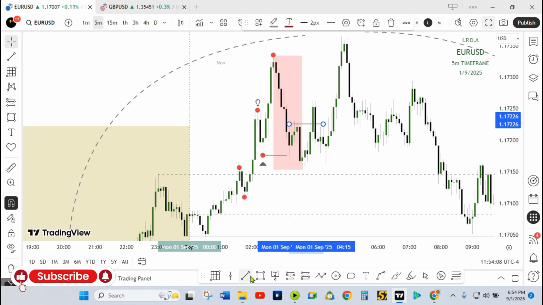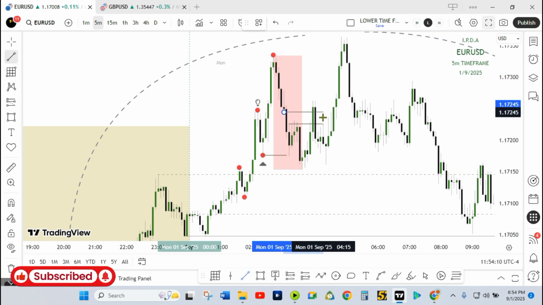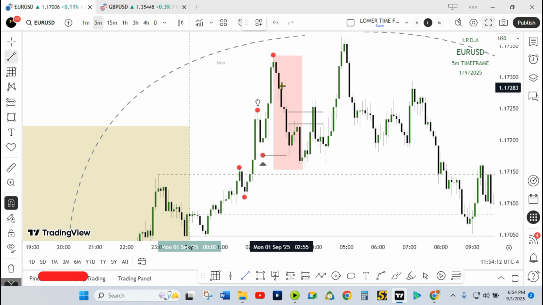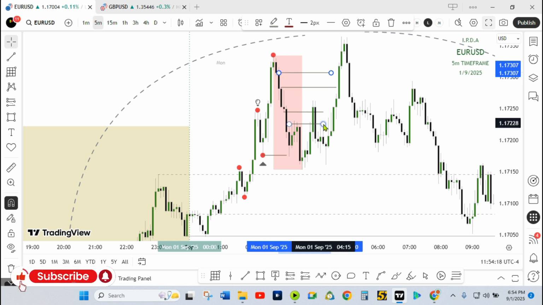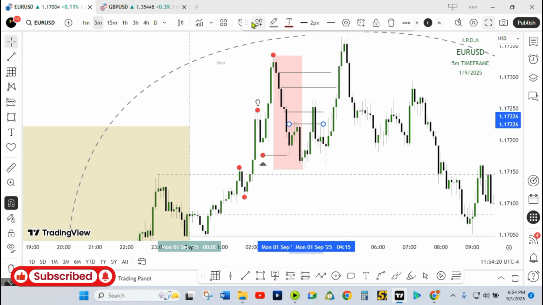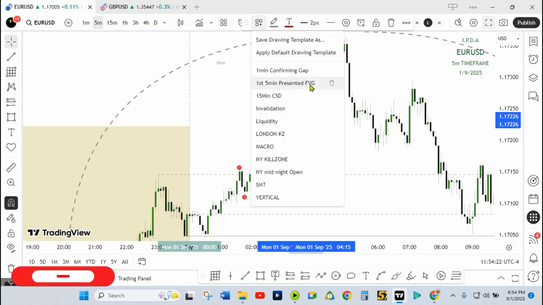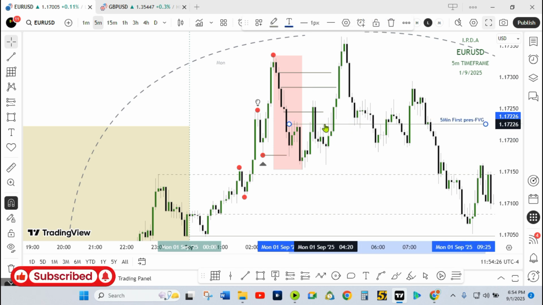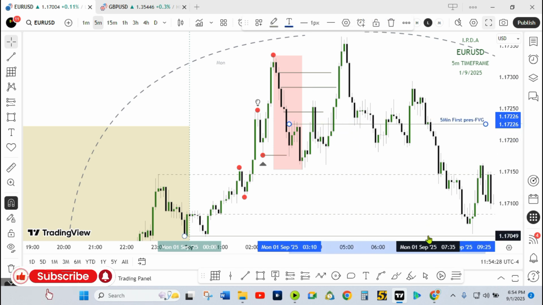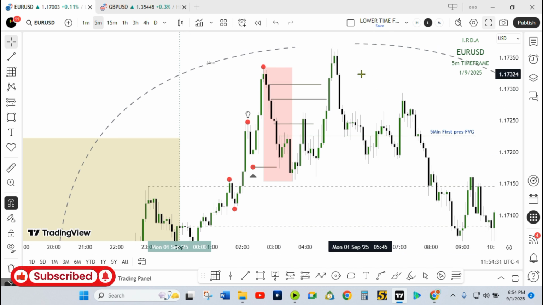We have this first fair value gap, and we have this second fair value gap. So after spotting these two fair value gaps, I was like, oh my god, man. Now price has to trade inside the gap and push lower.